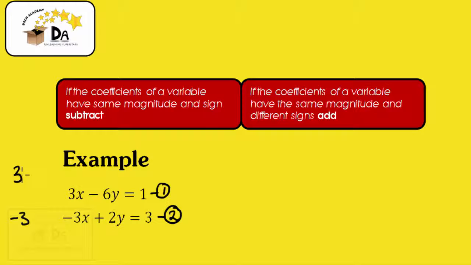Magnitude of the coefficient of x in the first equation is 3. The magnitude of the coefficient of x in the second equation is 3, because the magnitude, you ignore signs. So they have the same magnitude. But the coefficients have different signs. So we're in this situation where the coefficients have different signs. So we have to add equation 1 and equation 2 to eliminate the variable x.